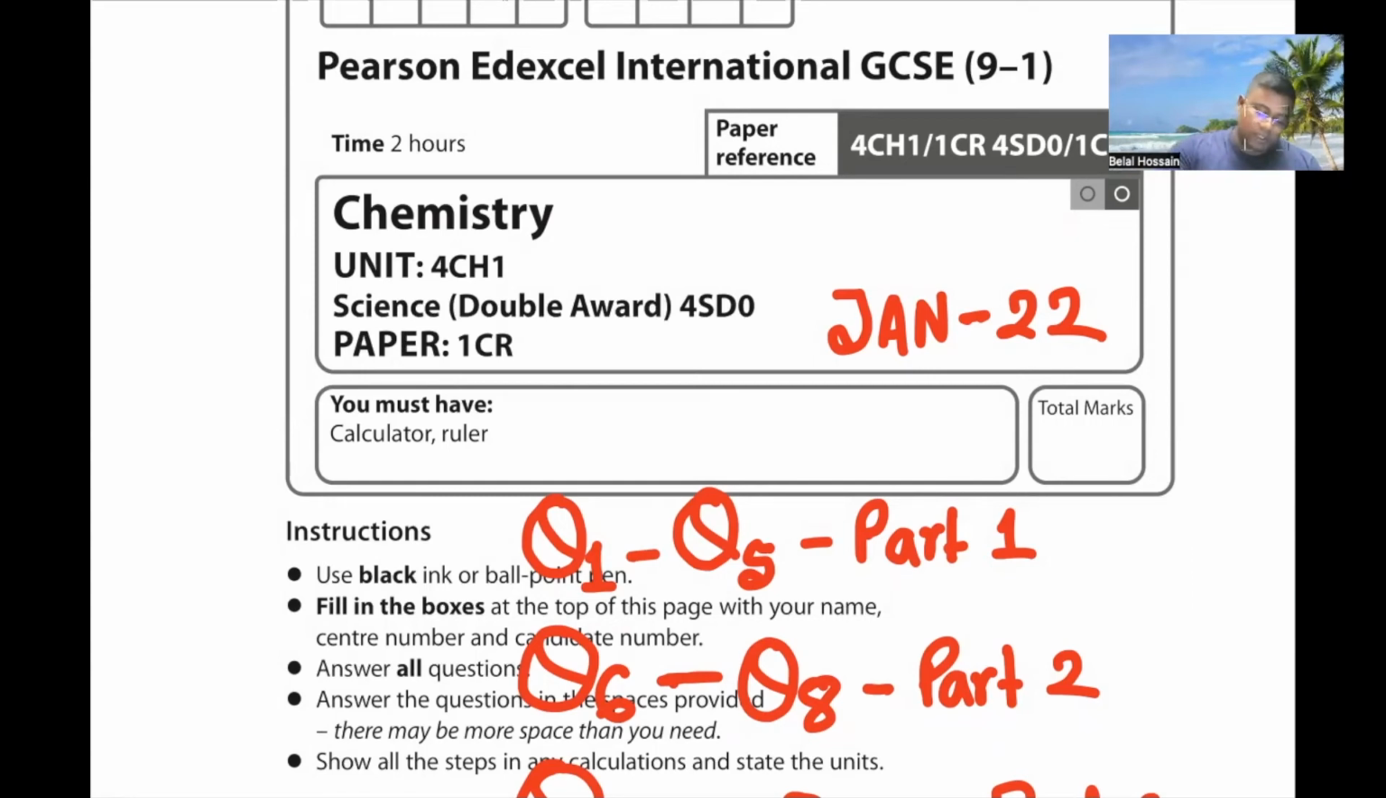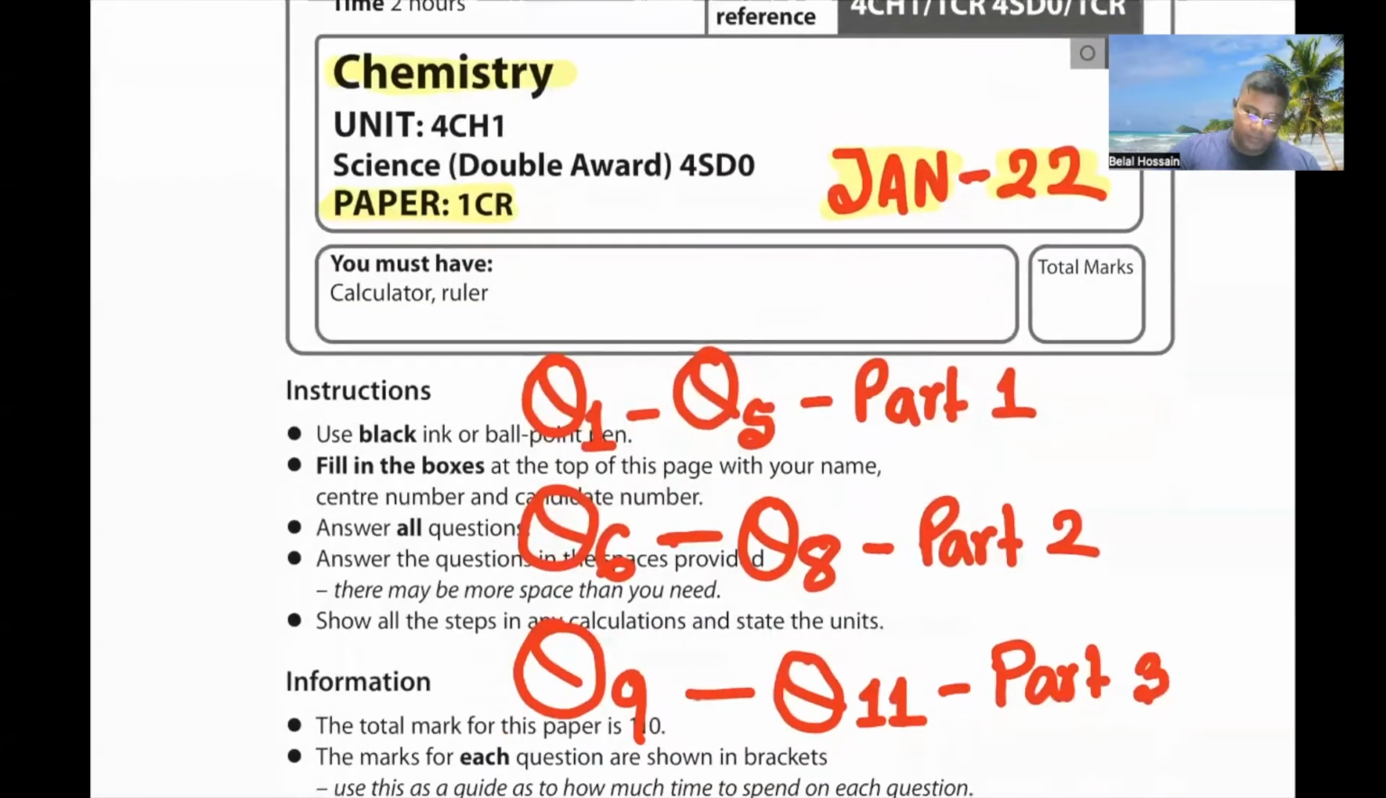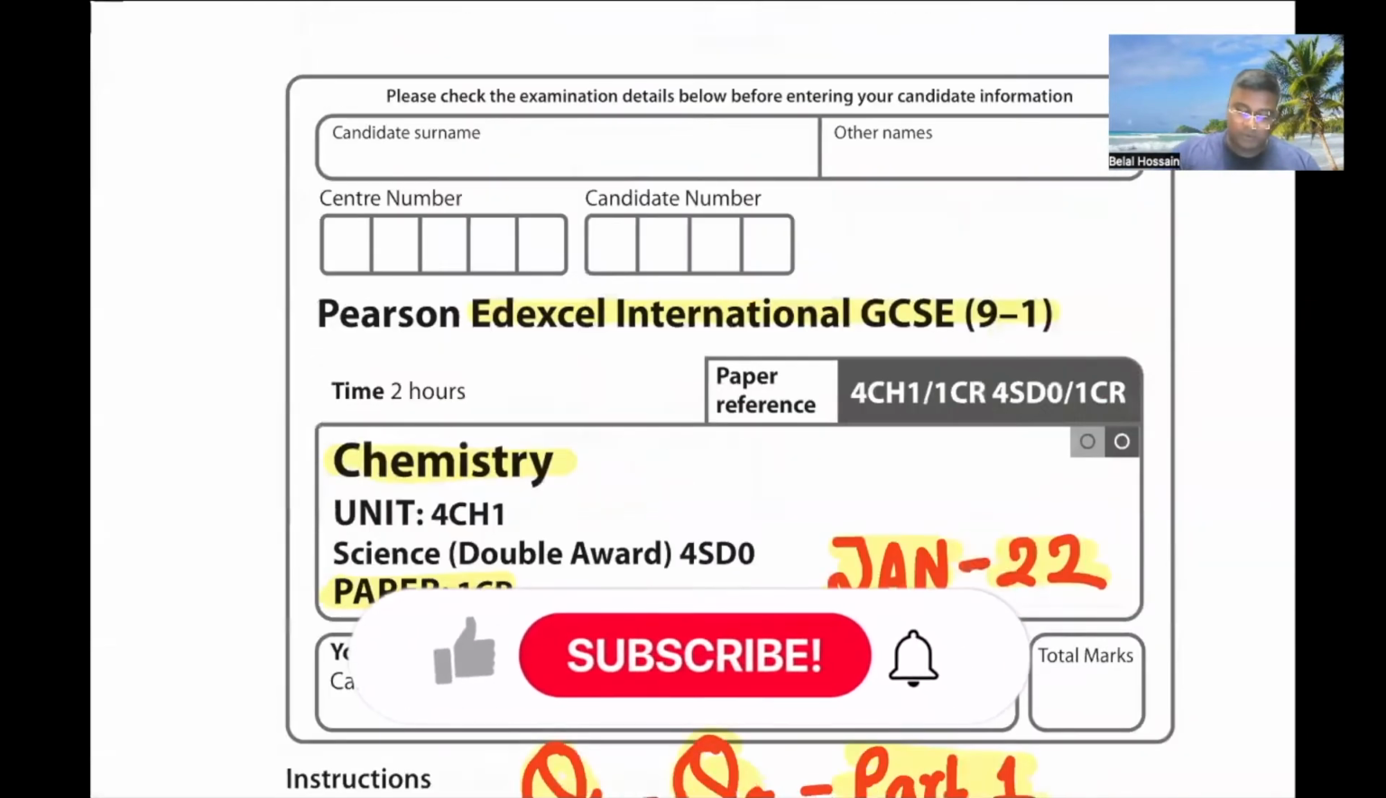Today we'll be solving EDEXCEL International IGCSE 921 Chemistry Paper 1CR Jan 2022. In this particular video, we'll be solving question number 1 to question number 5, which will be in our part 1 video. And question number 6 to question number 8 will be in our part 2 video. Question number 9 to question number 11 will be in our part 3 video. So guys, let's start with question number 1.